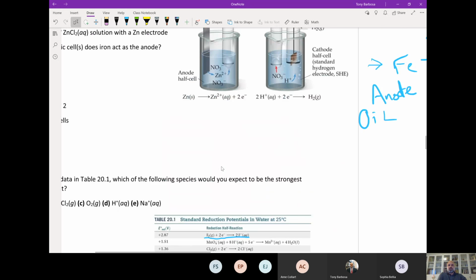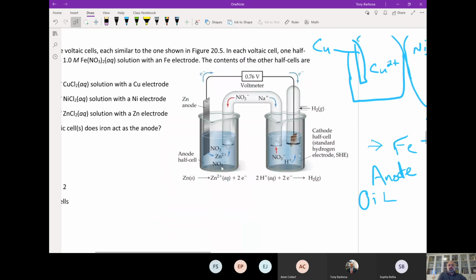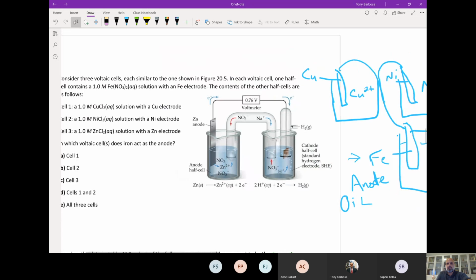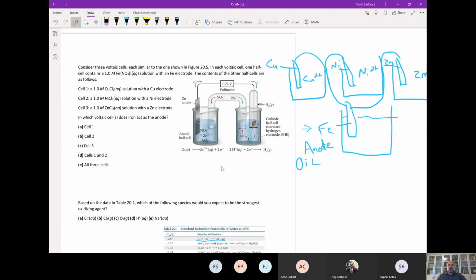So if we go back to the problem, let me shrink this back down again. Right, so in this case, we determined that essentially the zinc solution here is not going to be favorable, so it's only going to be cells 1 and 2. That makes sense, Sophia?